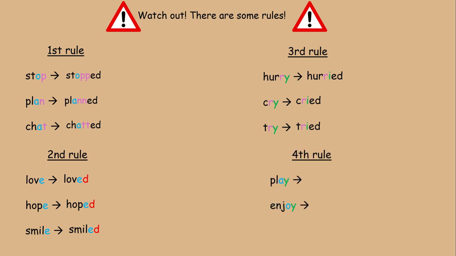Fourth rule. When there is a vowel before the Y, like A and O for example, you just put an ED at the end of the word. Play, played. Enjoy, enjoyed.